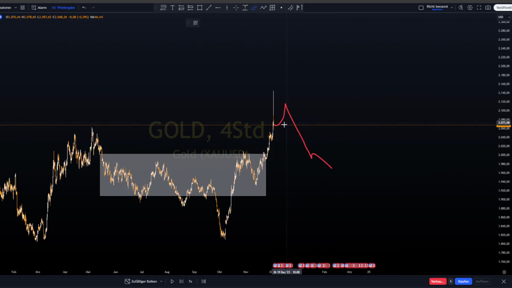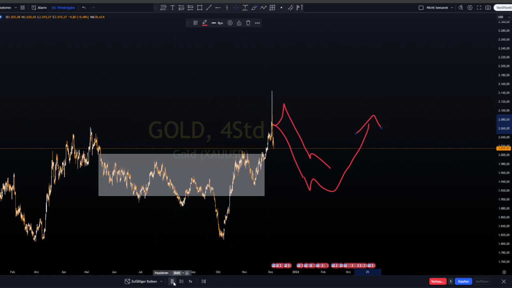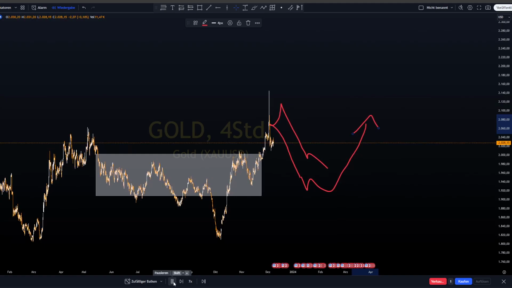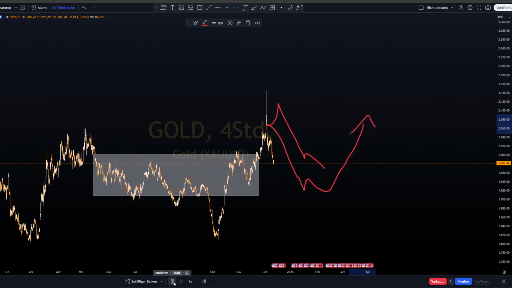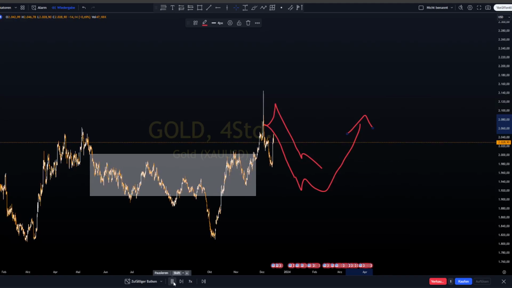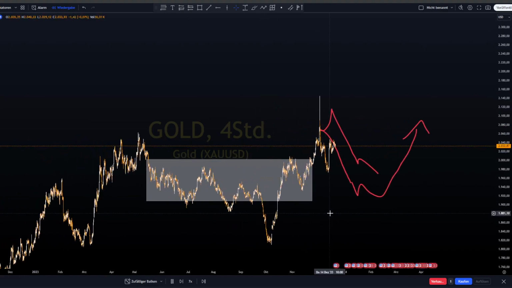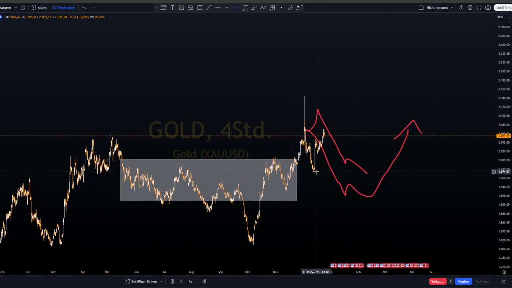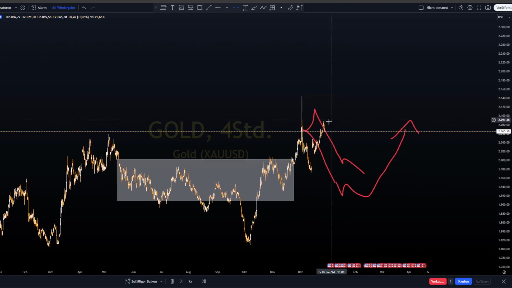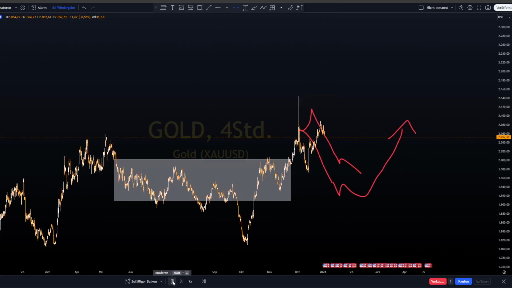So option 1 would be this. Option 2, we will fall straight into this one. And from here, we will see a bounce back. So let's see. And you see, perfectly described. Yeah, we saw a bounce back. Now we're fighting for the top side.